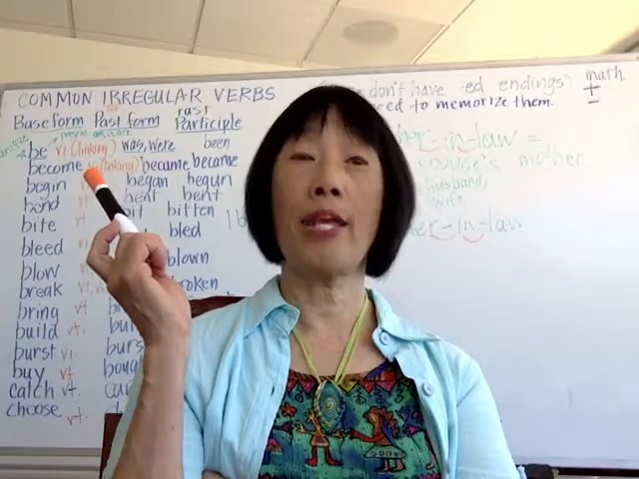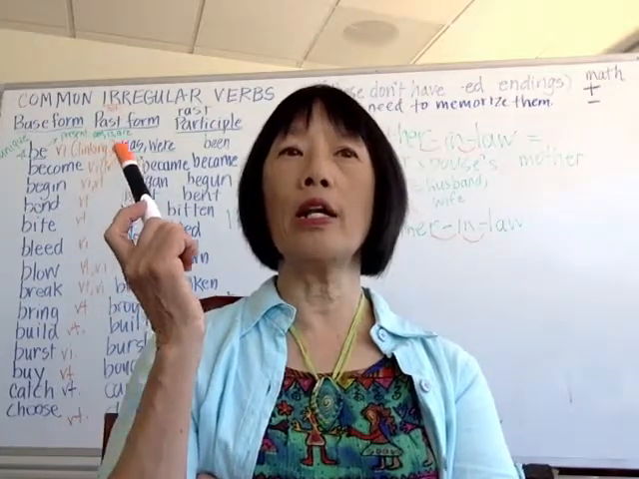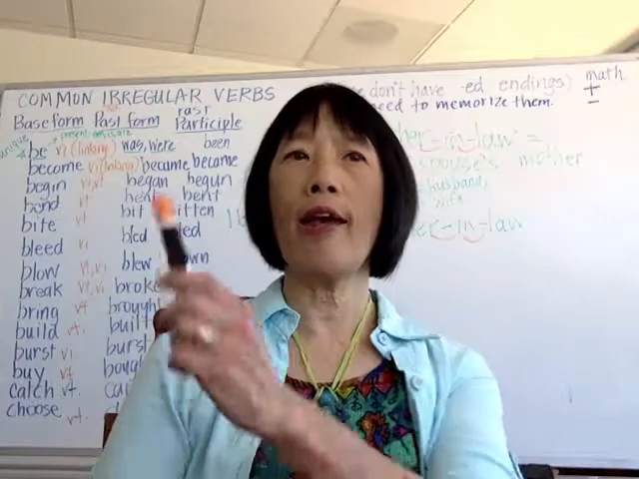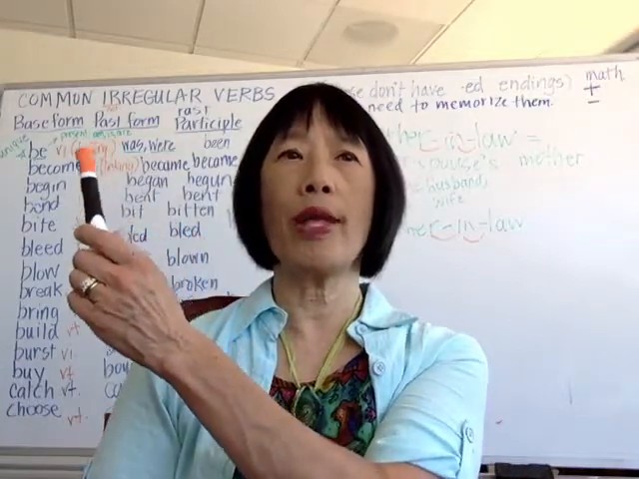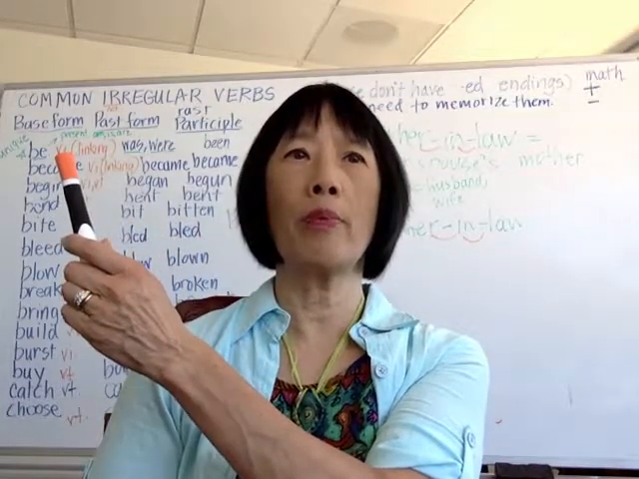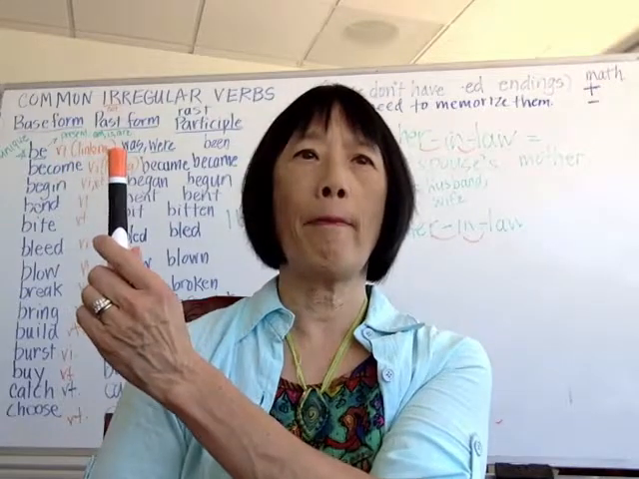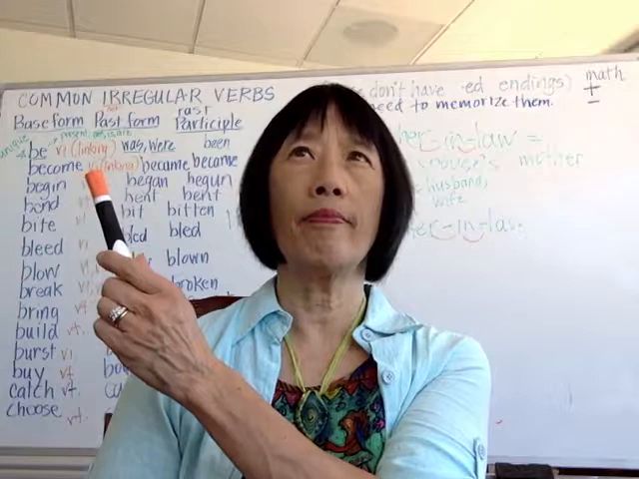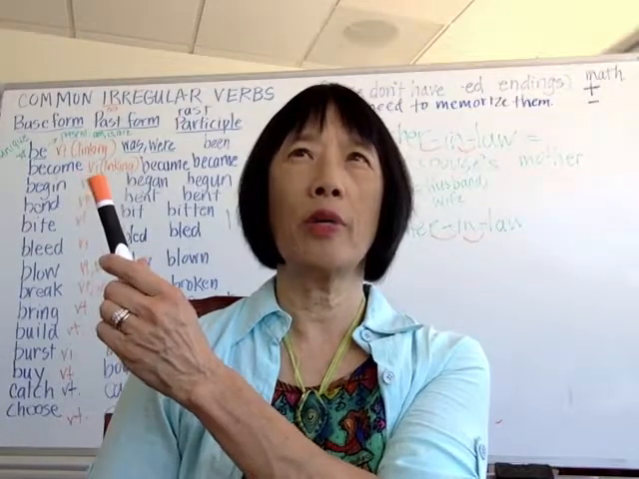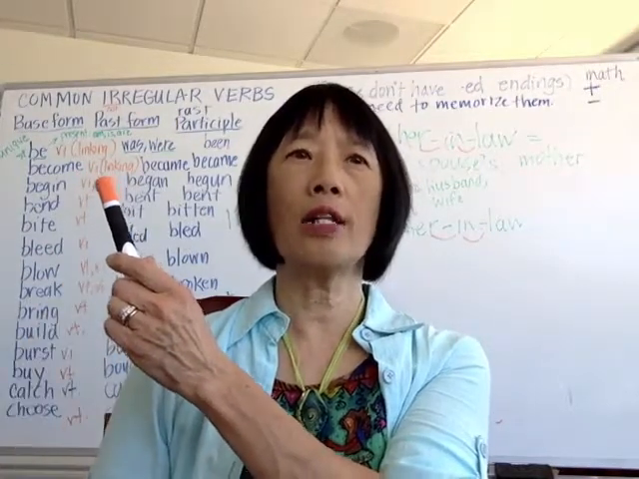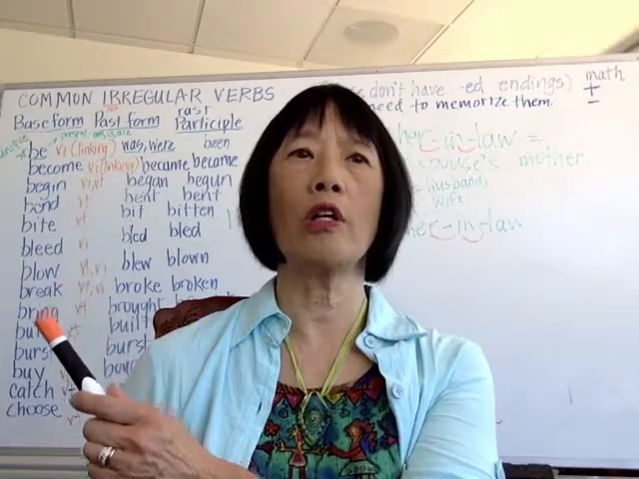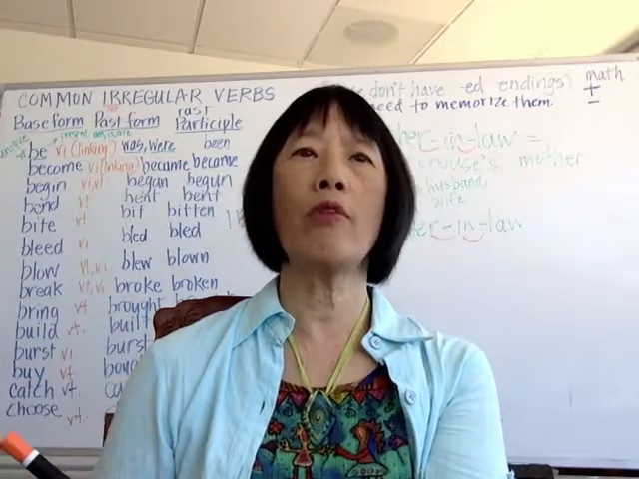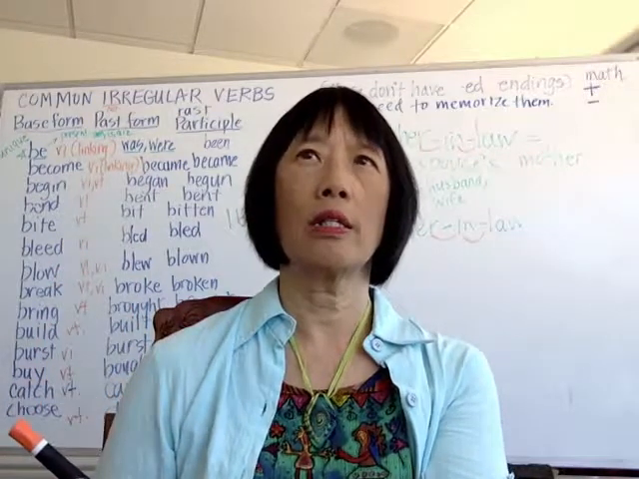The base form. So remember, in our list we have all the verb forms. We have the base form on the board, and then we have the past form and the past participle. In the first column on the board you see all the base form verbs. So use the base form verb with didn't.